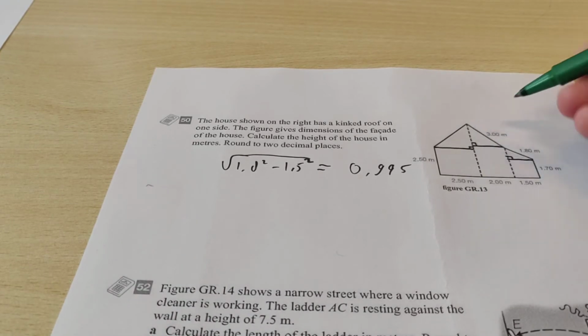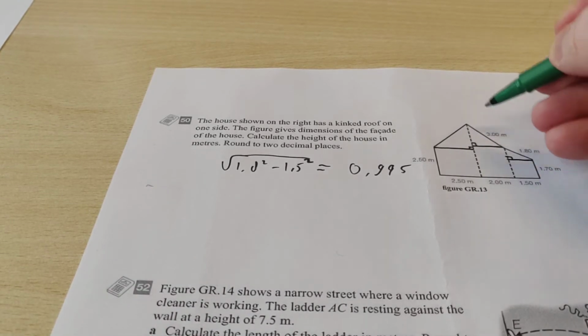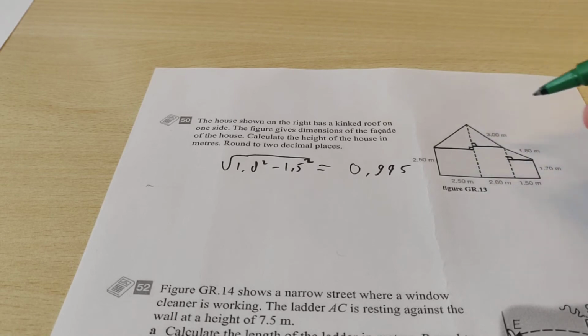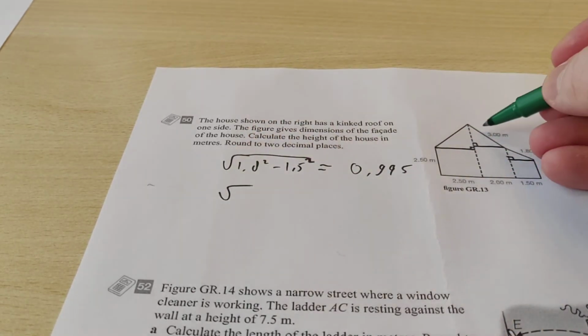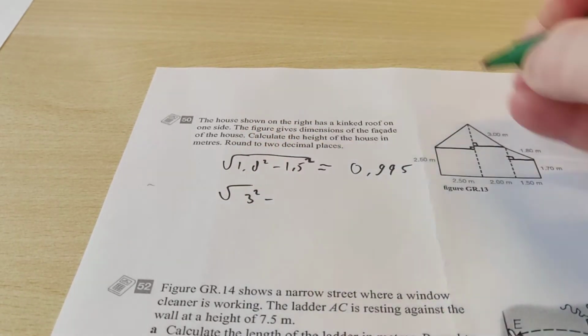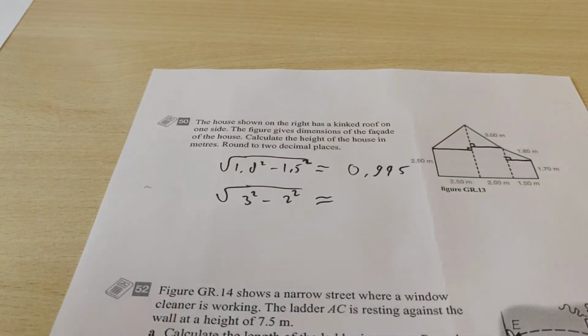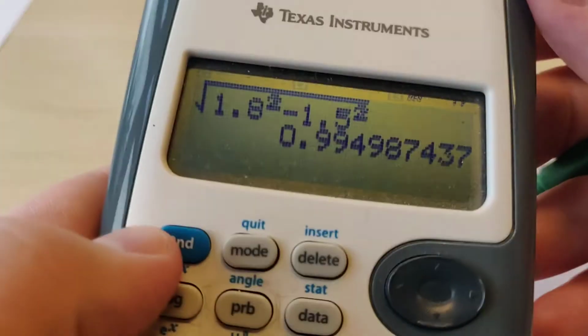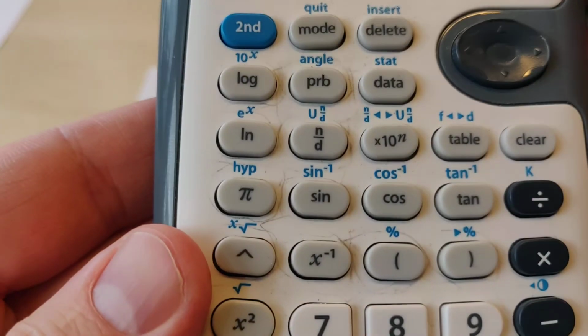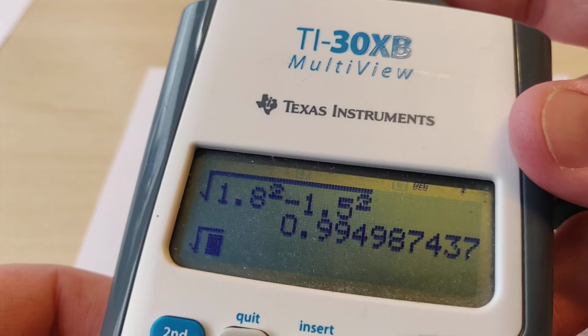Here we have another triangle. This length is 3, this length is 2, and we want to know that length. So we're going to do the same thing here, but then with different numbers. So now we do 3 squared minus 2 squared. We type that into a square root, and then let's see what will happen. So we do the square root. For the people wondering where the button was, there was this button, square root.